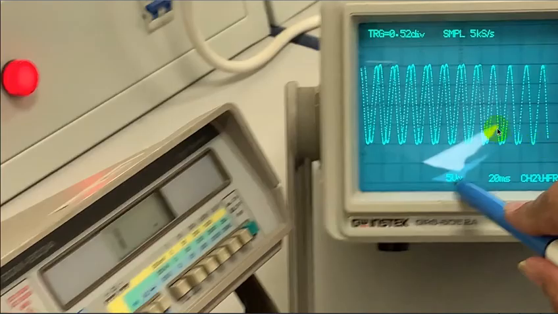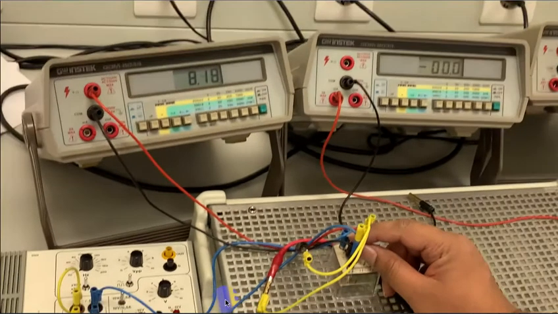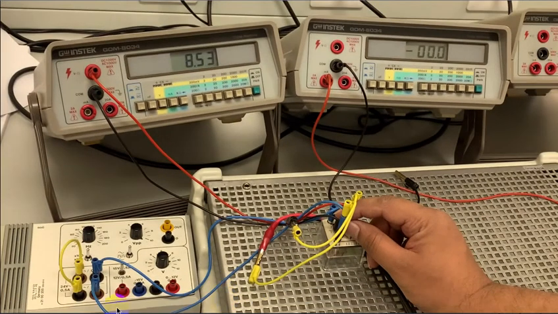You can see 1 2 3 4. Okay, and 5 is the deflection coefficient, so I can write here 4 and the deflection coefficient is 5, so 5 4s are 20, so 20 by root 2. Okay, same way I can do for the 9. And now from potentiometer, okay, just make it 9.